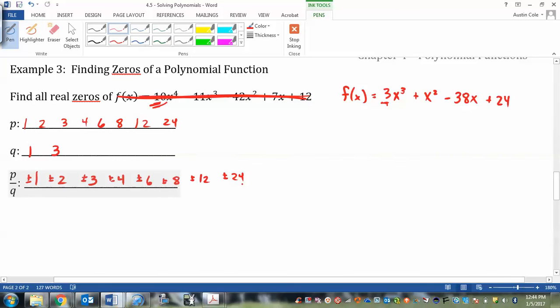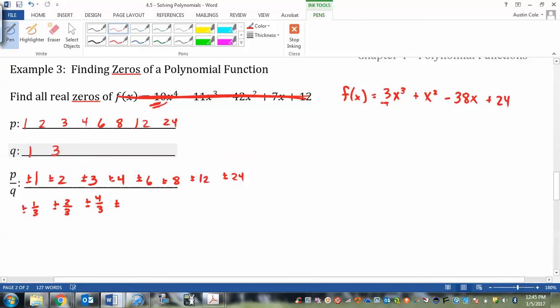Now we have to do those numbers over 3. So 1 over 3 is 1/3. Plus or minus 2 over 3 is 2/3. Plus or minus 3 over 3 is 1. Didn't we already have that? Yep. So let's not write it again because we already have 1 here. Plus or minus 4 over 3. Plus or minus 6 over 3, what's that? 2. Again, we already have 2. Let's not write that again.